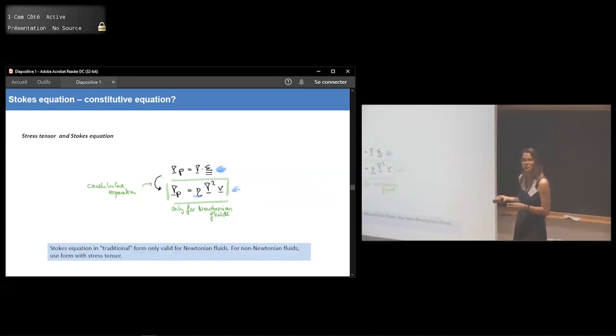Are there questions? Okay. And I want to remind you again that this formula only works if we have the constitutive equation and if we work with incompressible fluids.